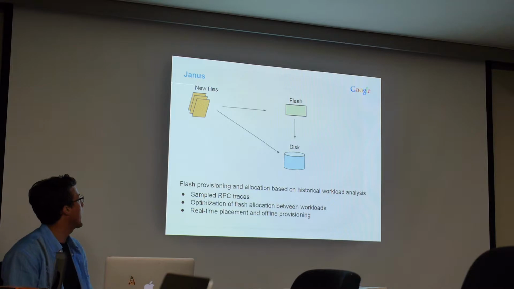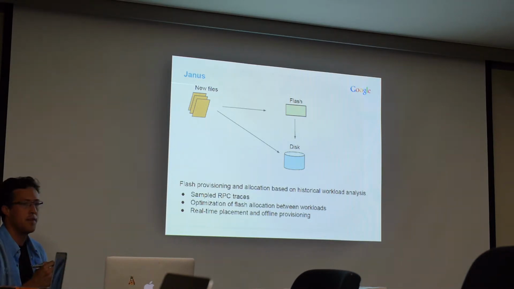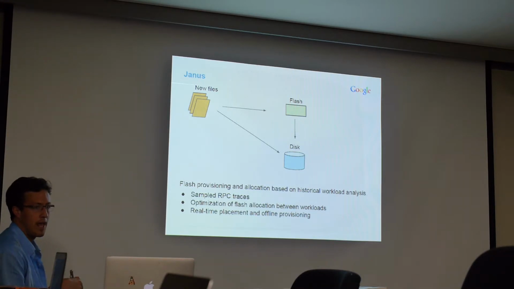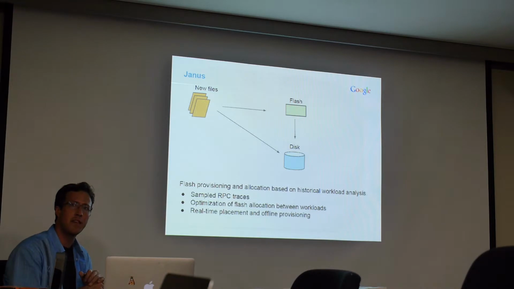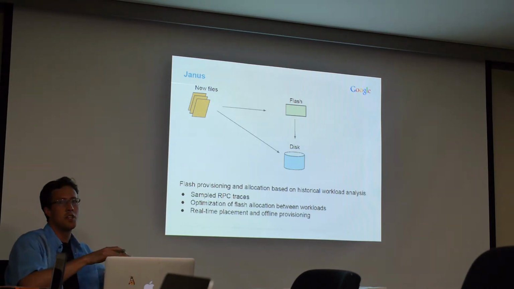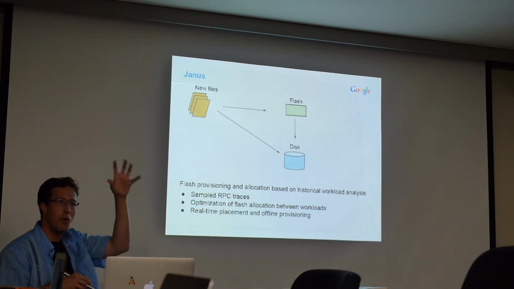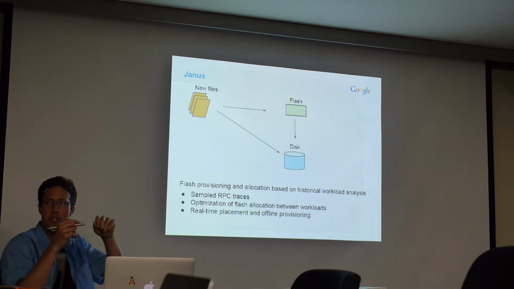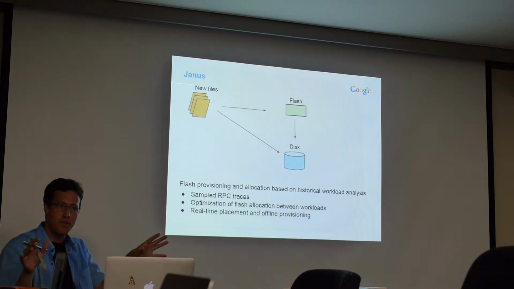So the way we came up with doing this was by provisioning and allocating Flash based on historical workload analysis. So we take sampled RPC traces. I'm in the context of a distributed file system like this, I'm talking about a system which may have tens of thousands of servers, chunk servers we call them, with local disk drives, and then some coordination processes that know which server has which data.